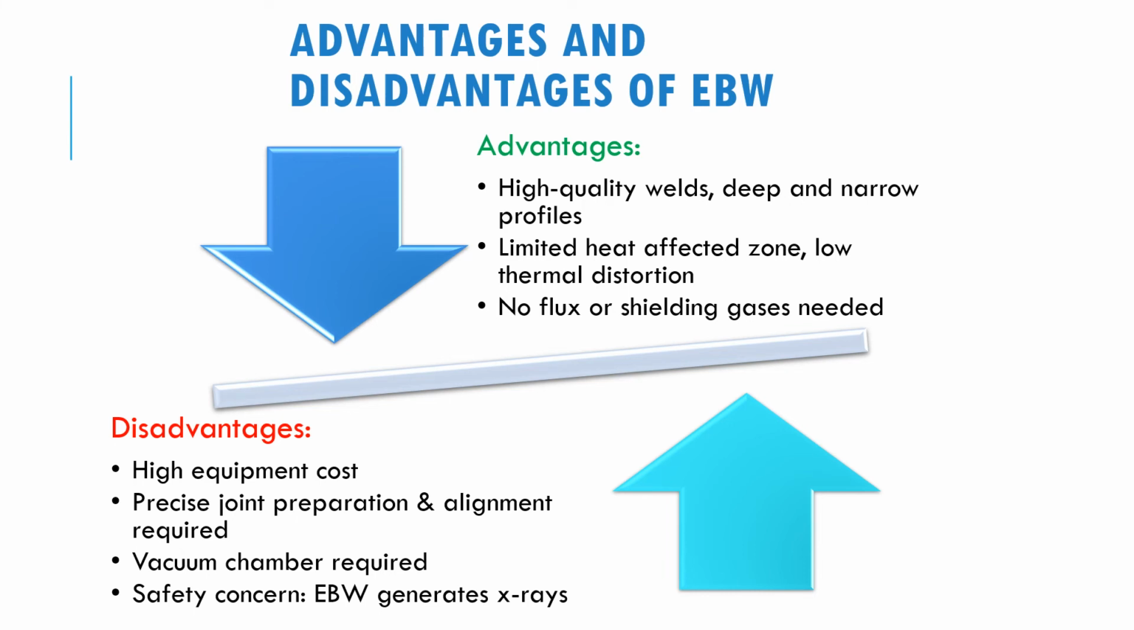For the disadvantages, the equipment will be very costly, and precise joint preparation and alignment is required. Because the contact area is very small, if the joint preparation is not aligned together properly, you might weld on different places instead of the place that you want to join. And of course a vacuum chamber is required, and a safety concern is that EBW can generate X-rays, which can be dangerous to the person handling the machine.